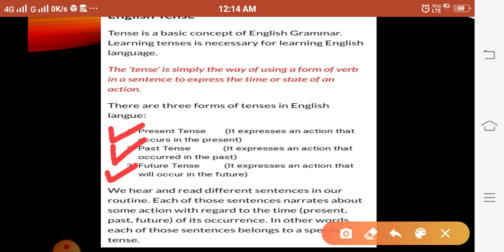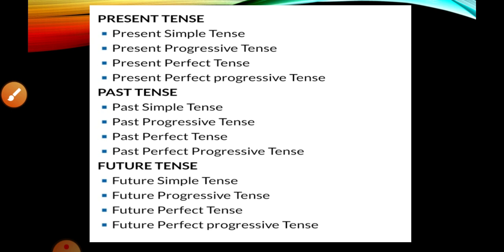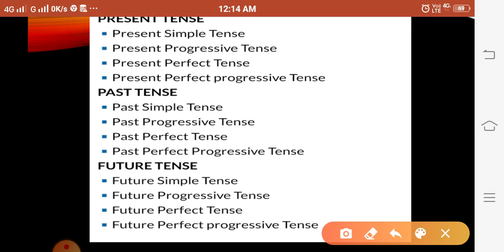We hear and read different sentences in our routine. Each of those sentences narrates about some action with regard to the time, present, past, future of its occurrence. In other words, each of those sentences belongs to a specific tense. Now let's talk about in how many subcategories each main tense is divided into.